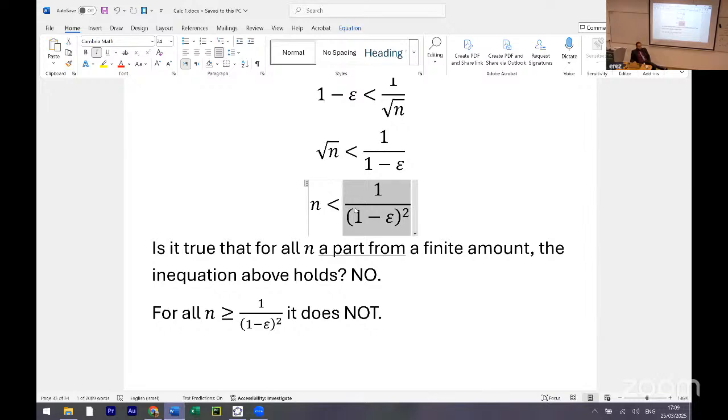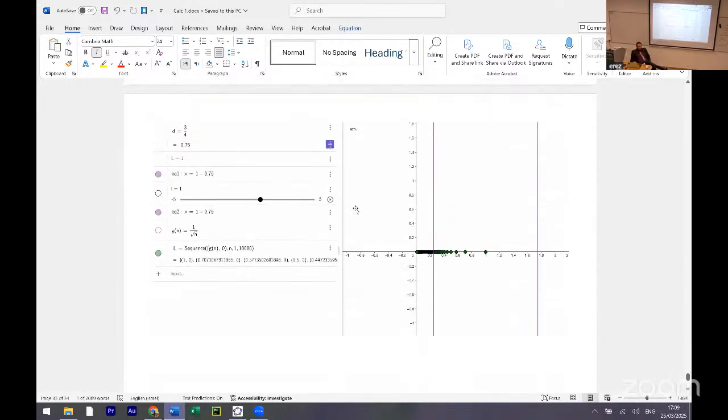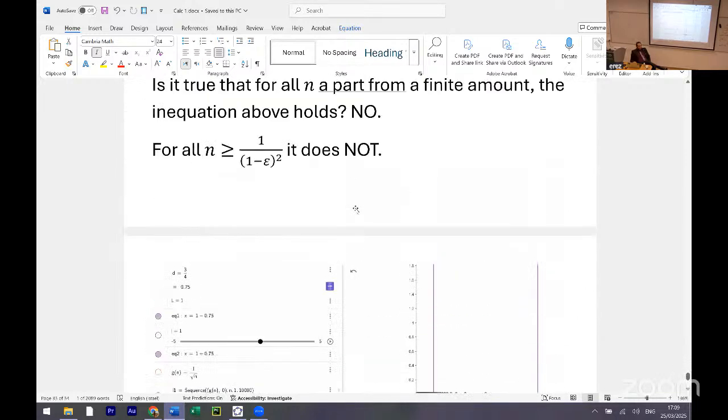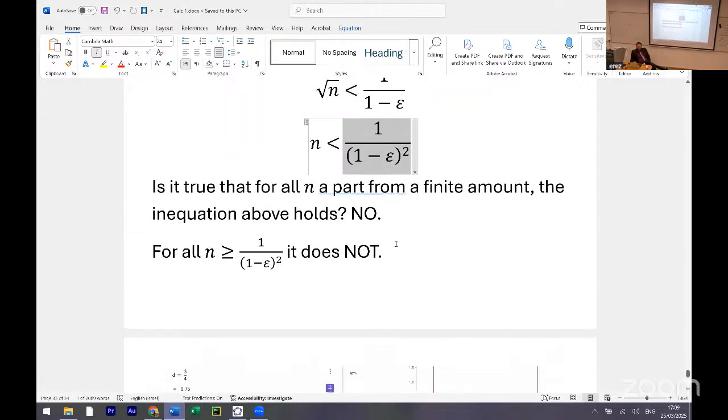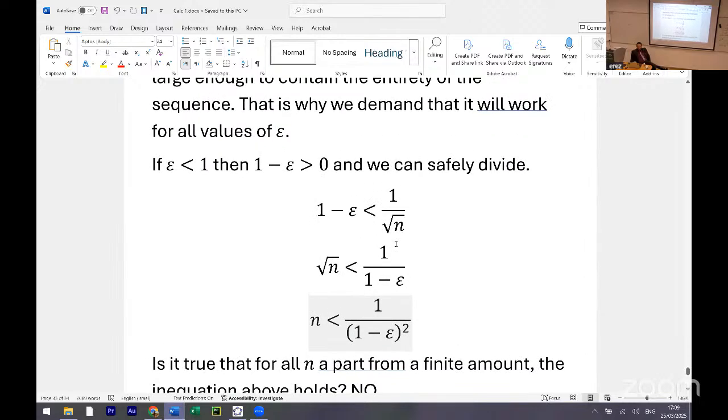Can you just scroll up a bit? A little bit down. Yes. Just a little bit up, just the top of the calculation. Okay, yeah.